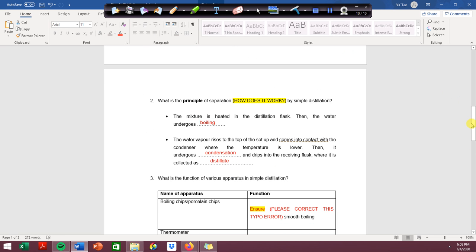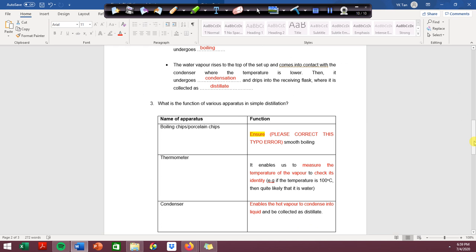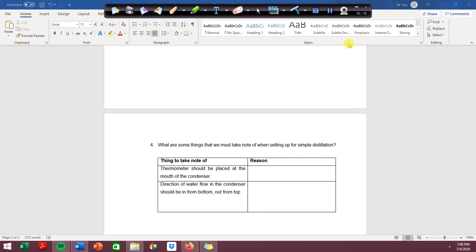Okay? And because of this, it is important that we pass cold water into the condenser and not hot water, so that the temperature difference will enable the vapor to condense on the condenser and drip down and be collected as distillate. Okay, the last part is things that we must take note of when setting up for simple distillation.